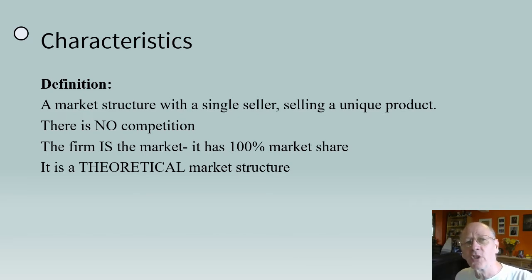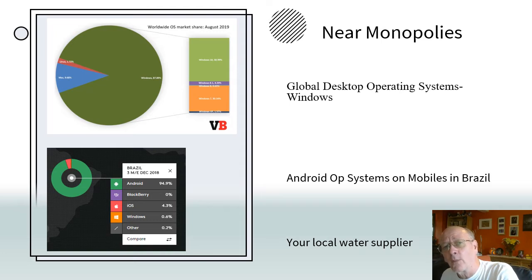Now, just like perfect competition, it's a theoretical market structure because there is no firm in the world that has literally 100% market share. There are some near examples of monopoly. For example, globally, nearly 88% of operating systems for desktops are Windows. If you're watching this on a desktop, I could have a reasonably safe bet that you're watching it on a Windows environment. If we take a national market, if you look at the operating system market on mobiles in Brazil, you can see that nearly 95% of them run on Android. Only 4.3% are Apple/iOS based systems.